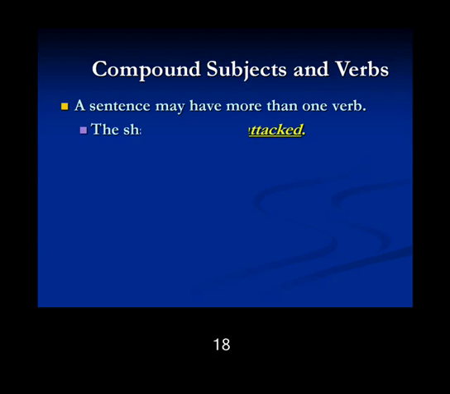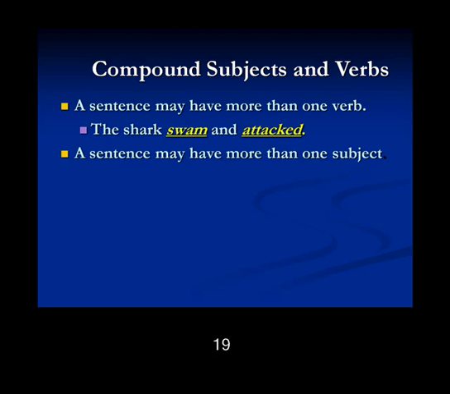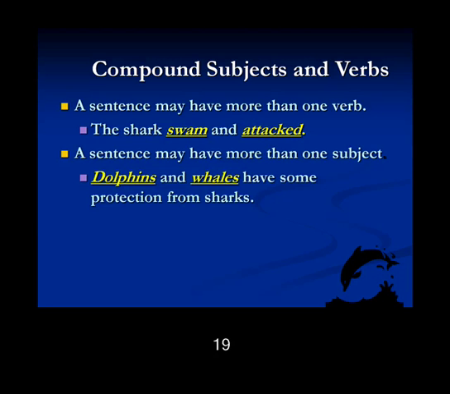Another issue we run into with subjects and verbs is knowing that there are compound subjects and compound verbs. Here's a sentence that may have more than one verb. The shark swam and attacked. And look at the conjunction and. It's a fanboy. That gives us an indication. Now also the subject. There may be more than one. Dolphins and whales have some protection from the sharks. Once again, we had that word and. It could be for, and, nor, but, or, yet, so. There are some other ways to know more than one subject or more than one verb, but right now we'll just focus on the fanboys.